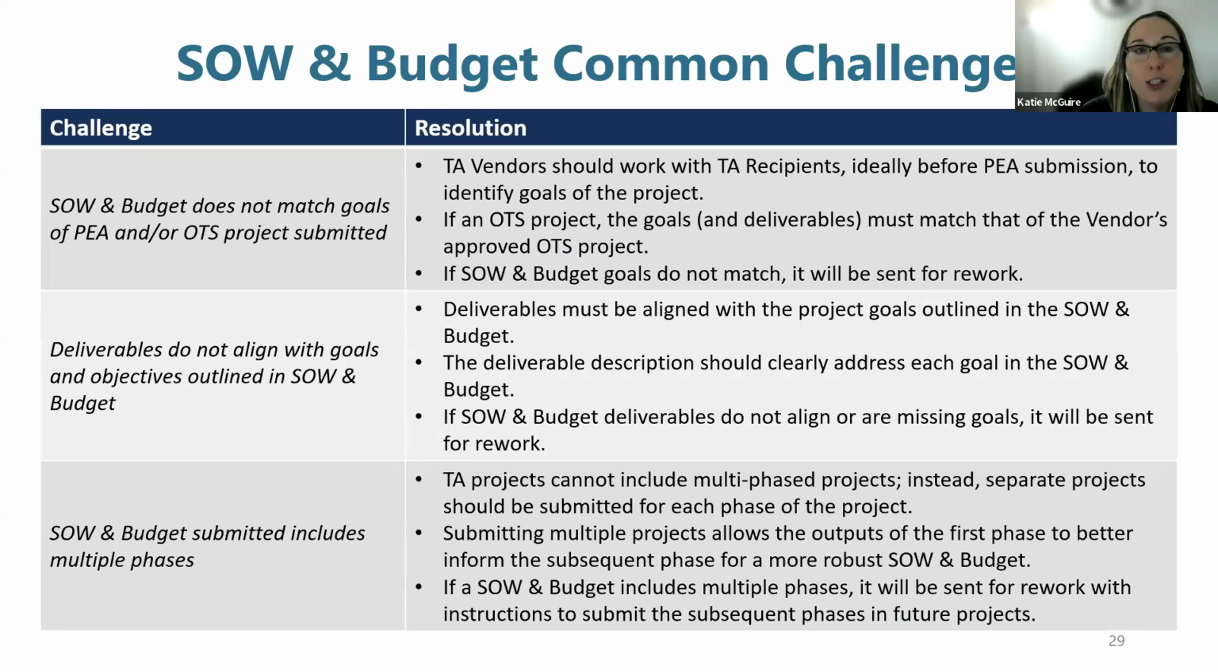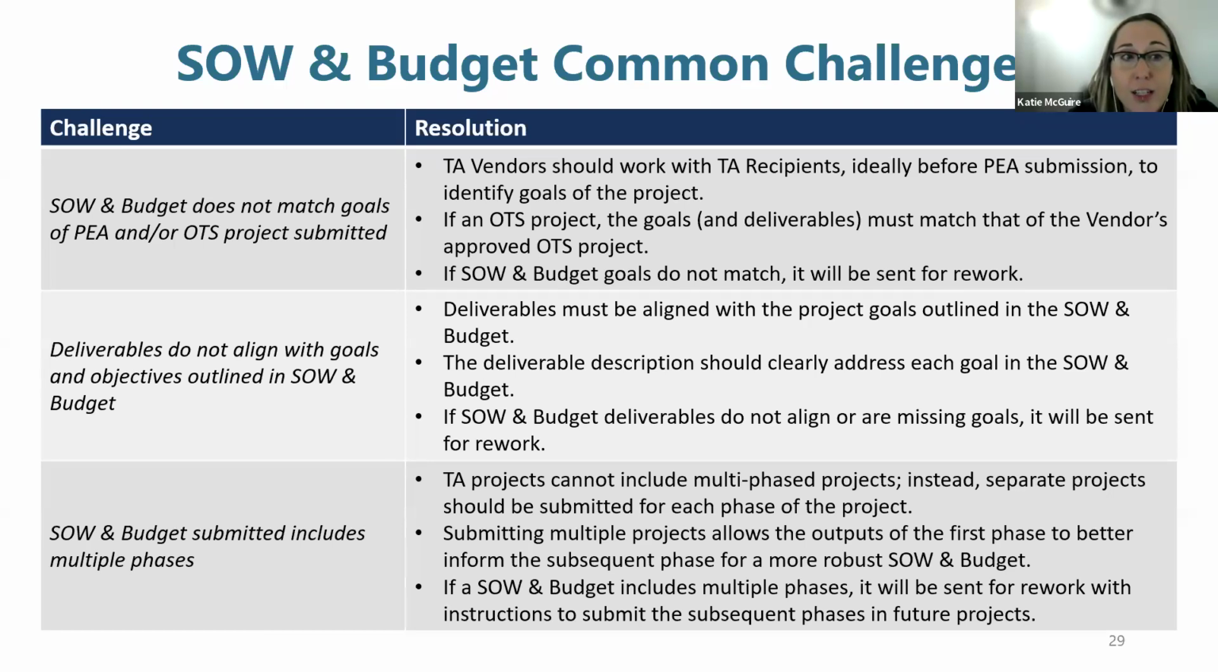So some of the challenges that we see with the SOW and budget is that the goals do not match the project eligibility application and/or the off-the-shelf project description. So you should be working with the TA recipients, ideally before the PEA submission, to identify the goals of the project. For an OTS project, the goals and deliverables must match the vendor's approved off-the-shelf project description. If the SOW project goals do not match, it will be sent back for rework.